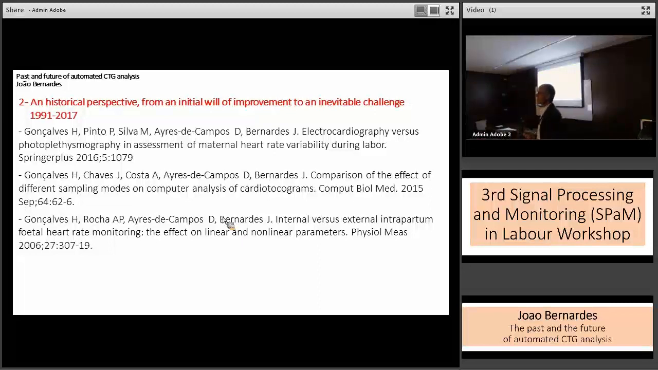So sorry to insist on these kinds of problems. When I'm a reviewer of a paper, a referee, I always look very carefully at the acquisition methods, the sampling rates, the type of sensors that we use. Did the authors use ultrasound or electrocardiography? Did they use simultaneous double checking of the heart rate using simultaneous maternal heart rate or not?